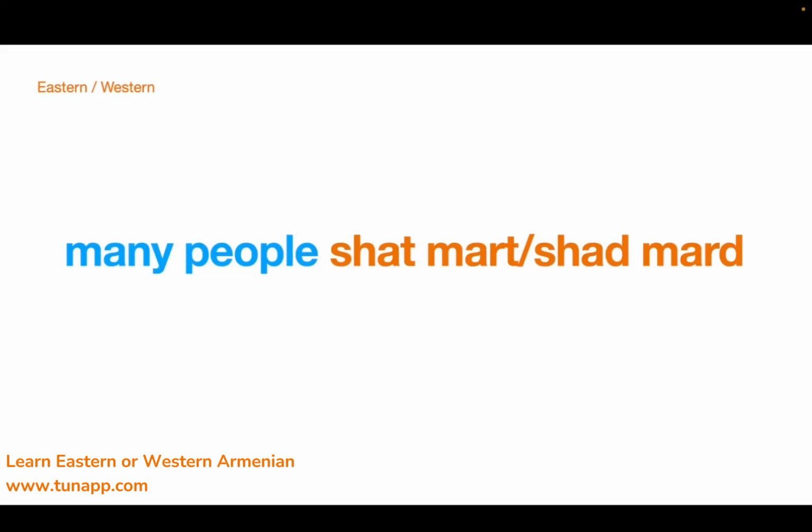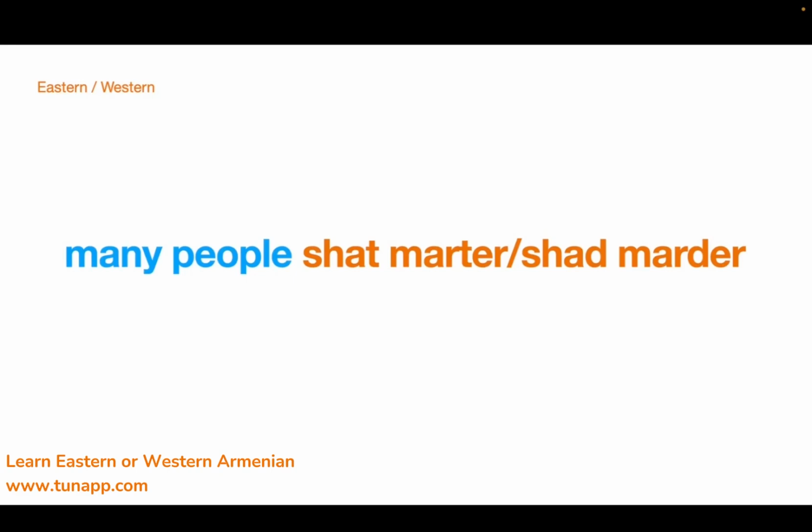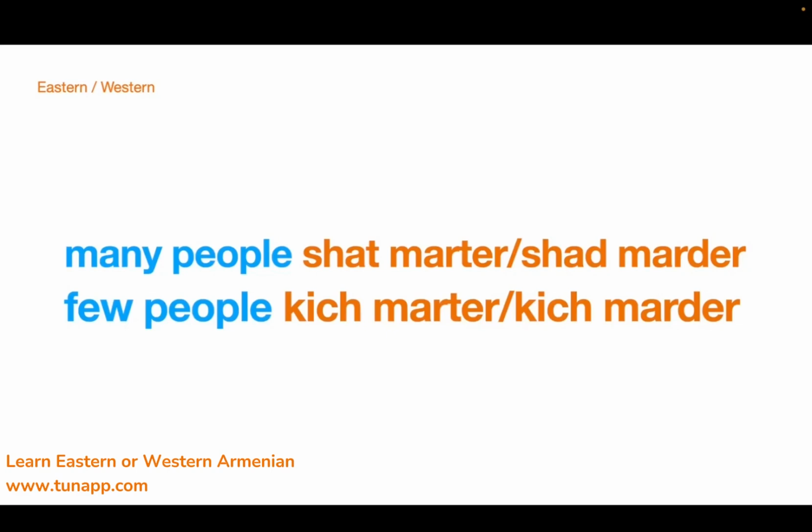Let's take a look. Many people, shatmart in Eastern Armenian, shatmart in Western Armenian. And we know this could also mean many men. The plural, if we chose to add the suffix, though it's not mandatory, would be shatmarter or shadmader. Many people. The same as if we were talking about a few people, kichmarter or kichmarder. The first pronunciation in Eastern Armenian, the second in Western Armenian.